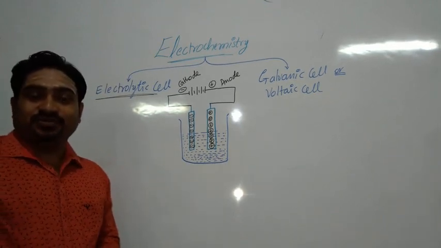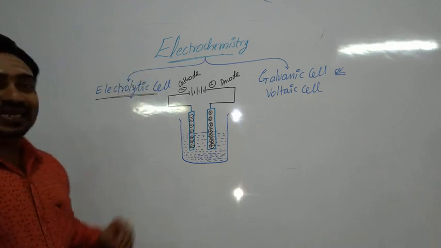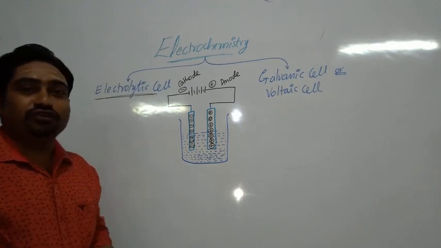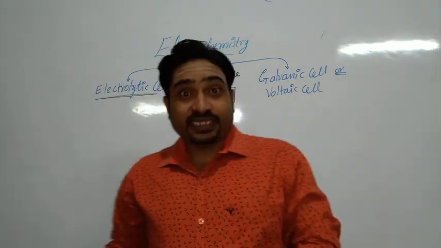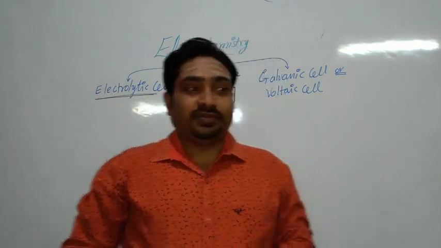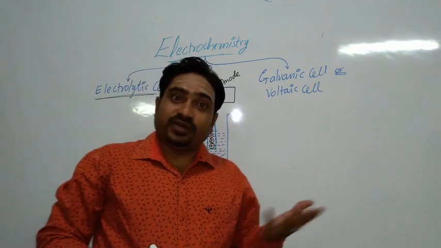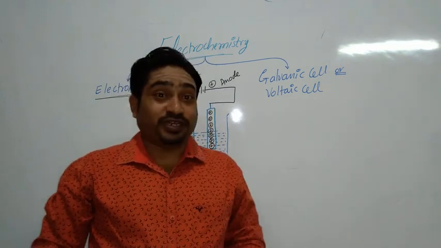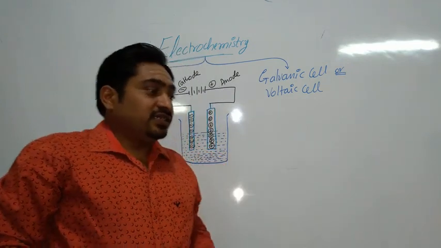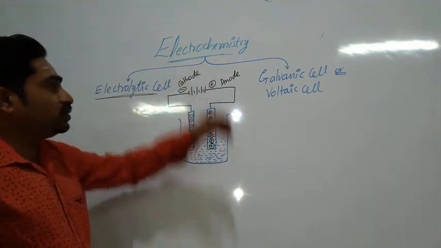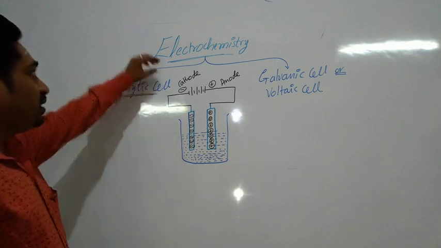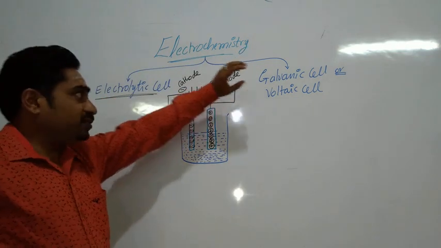So in the last lecture we learned what electrochemistry is and its definition. Beforehand I discussed some basics required for electrochemistry: what is a spontaneous reaction, what is a non-spontaneous reaction, and what is oxidation and what is reduction. So now let us go to electrochemistry. Yesterday we discussed electrochemistry.